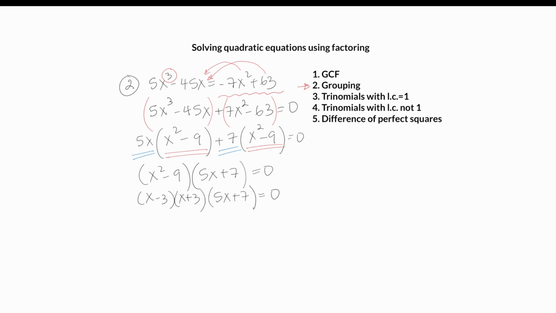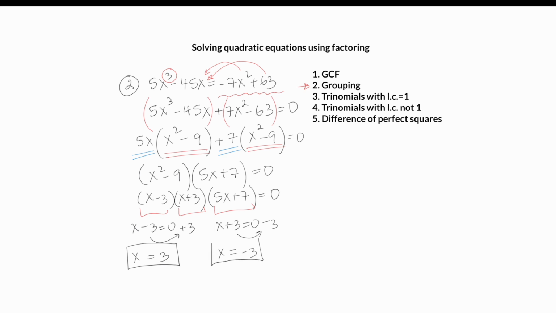Now the idea is exactly the same as before. Once it's factored, you will take each and every one of the factors and set each equal to 0. So x minus 3 equals 0. To solve, I'll add this 3. So x is positive 3. That's the first answer. Go back to my second factor, x plus 3 equals 0. To solve that, I will subtract the 3 because it was plus 3 on the left. So x is negative 3.